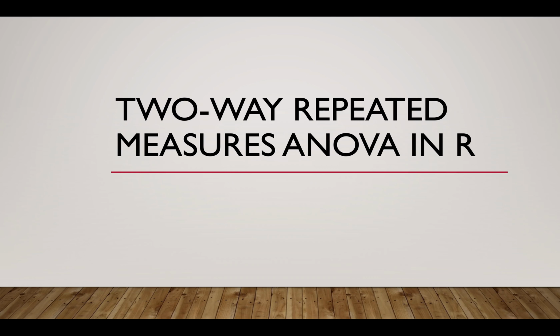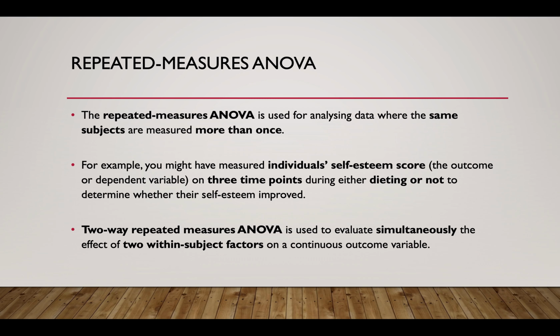This tutorial is going to demonstrate how to do a two-way repeated measures ANOVA in R. The repeated measures ANOVA is used for analysing data where the same subjects are measured more than once. For example, you might have measured individual self-esteem scores, which would be the outcome or dependent variable, on 3 time points during either dieting or not dieting to determine whether their self-esteem improved.